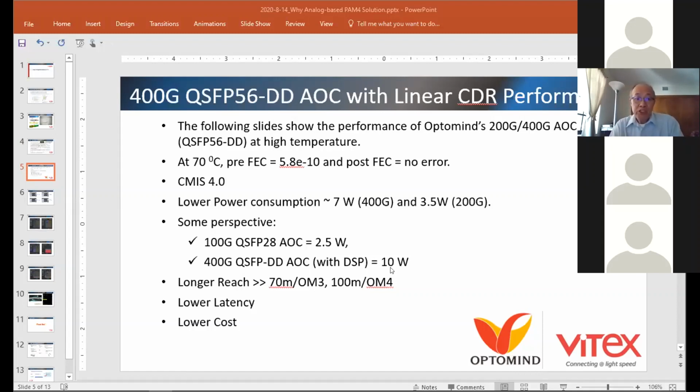And the reach is the same, like 70 meters on OM3, 100 meters on OM4 multimode fiber. And the latency is promised to be low. Our supplier did not test it yet, but it will come through later on. And the cost is going to be lower than what we spend.